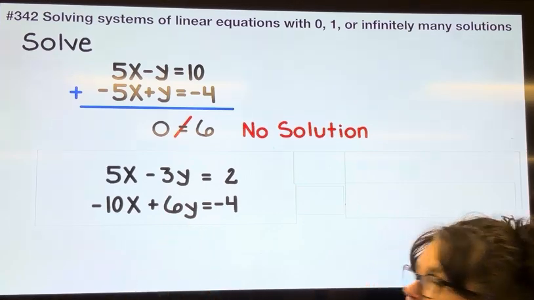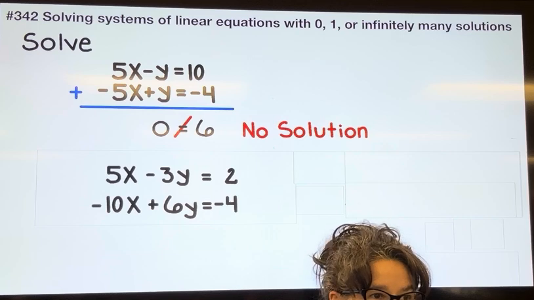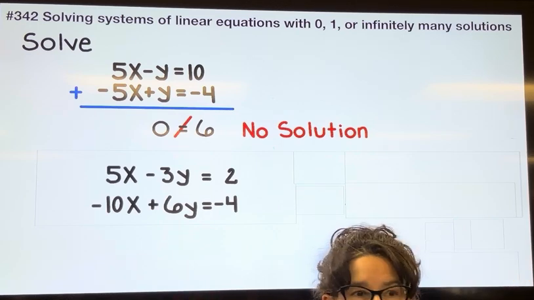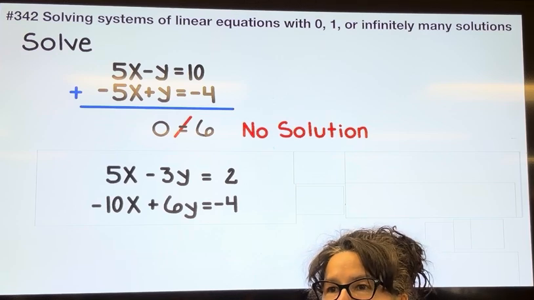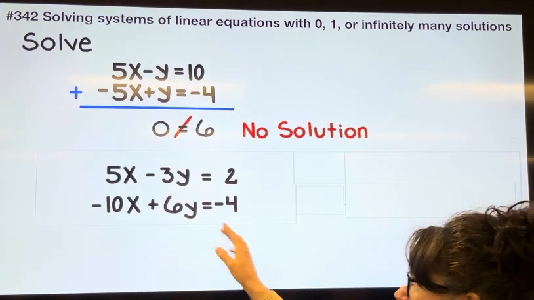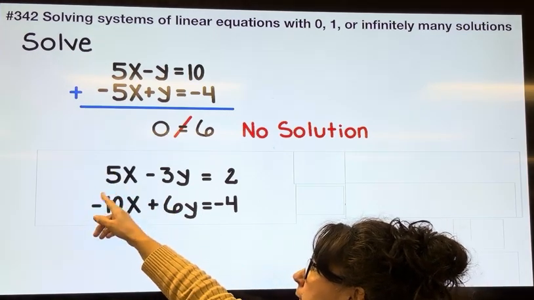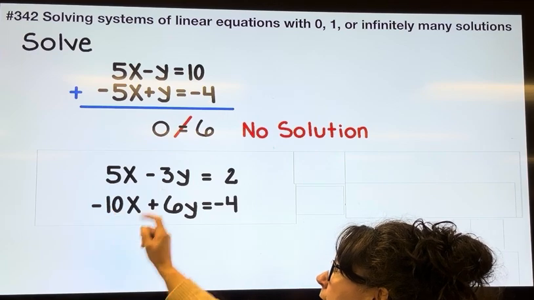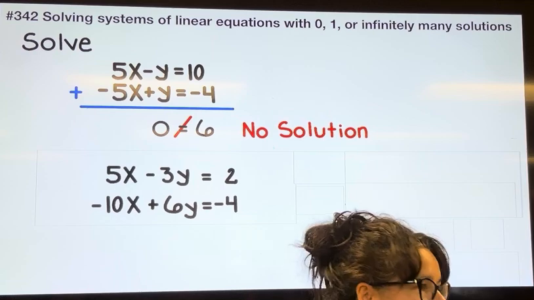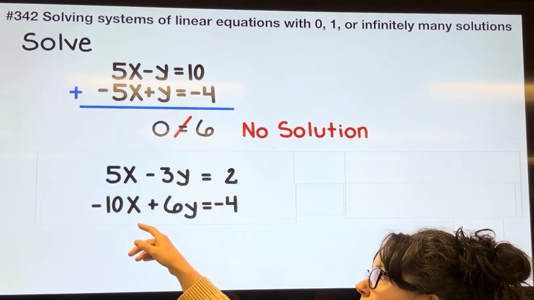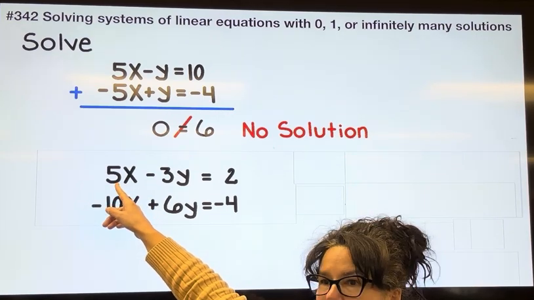Now in this next example, one of the same things is going to be the same. In other words, both the x's and the y's are going to end up dropping out. But something a little different happens. We don't start off with opposites. I have 5x and negative 10x, negative 3y and 6y. So let's focus on the x's for a moment. And we want to get this to be negative 10x and this to be positive 10x.